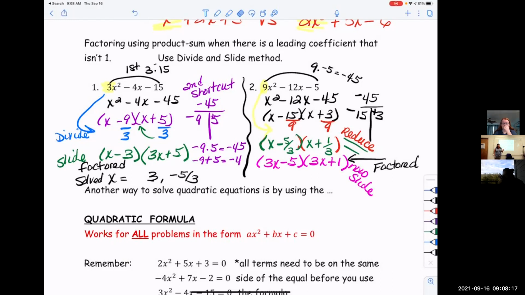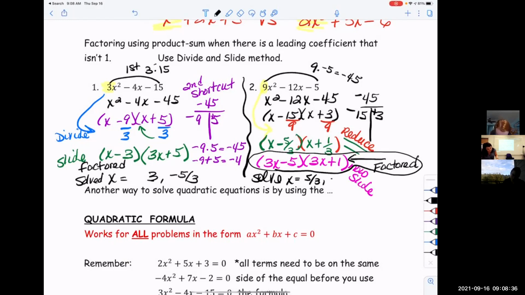All right, so what if it said solve it? If we're solving it, what would my answers be? It's factored. 5/3, -1/3. And notice that you can just go right back up to this step right here and get it easily.